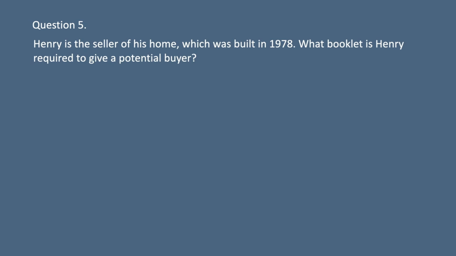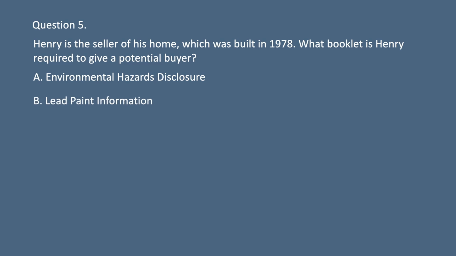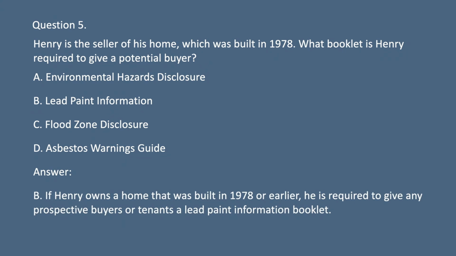Question 5. Henry is the seller of his home, which was built in 1978. What booklet is Henry required to give a potential buyer? A. Environmental hazards disclosure. B. Lead paint information. C. Flood zone disclosure. D. Asbestos warnings guide. Answer: B. If Henry owns a home that was built in 1978 or earlier, he is required to give any prospective buyers or tenants a lead paint information booklet.